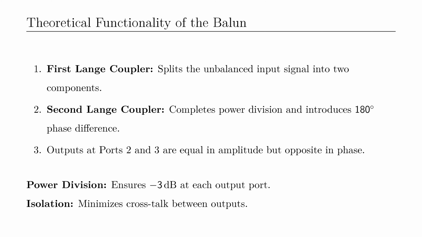The first Lange coupler splits the unbalanced input signal into two components. The second Lange coupler finalizes the power division and introduces a 180-degree phase difference. The scattering parameter S21 describes the signal path from input to the primary output, while S31 quantifies the isolation between outputs. The result is balanced outputs at ports 2 and 3 with equal amplitudes but opposite phases, ensuring precise power division.